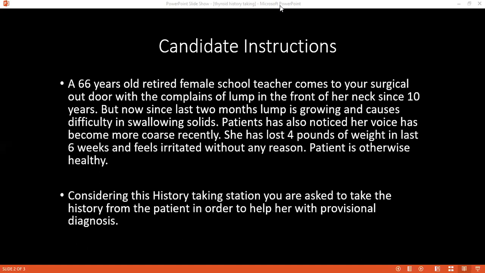So with the given history, my most probable differential diagnosis would be a goiter involving the thyroid gland, probably clinically in a hyperthyroid state. And any other? It's causing compressive features. It can be a nodular goiter, or it can be a neoplasm of the thyroid gland. Okay, how do you plan to manage this patient?